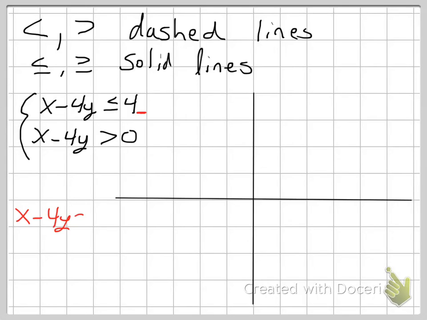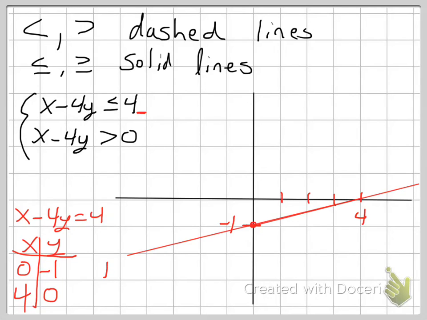So that's what we'll do here. x minus 4y is equal to 4. So when the x is 0, you have negative 4y is equal to 4, so the y should be negative 1. When the y is 0, then the x needs to be 4. So we're going to go ahead and plot those 2 points, 0, negative 1, and 4, 0. And it's going to be a solid line.